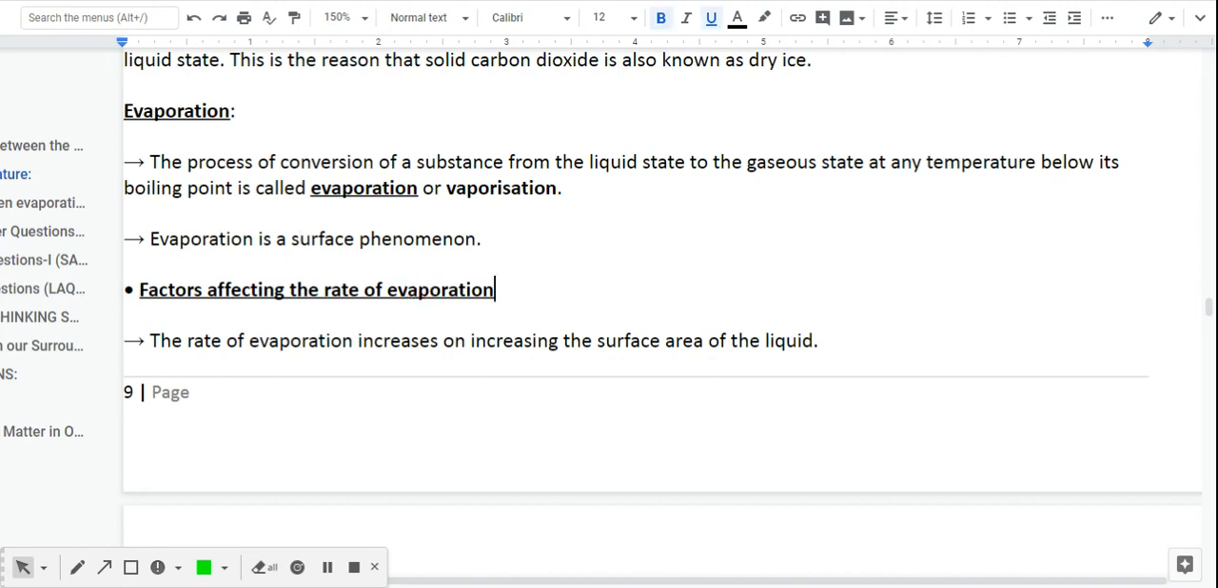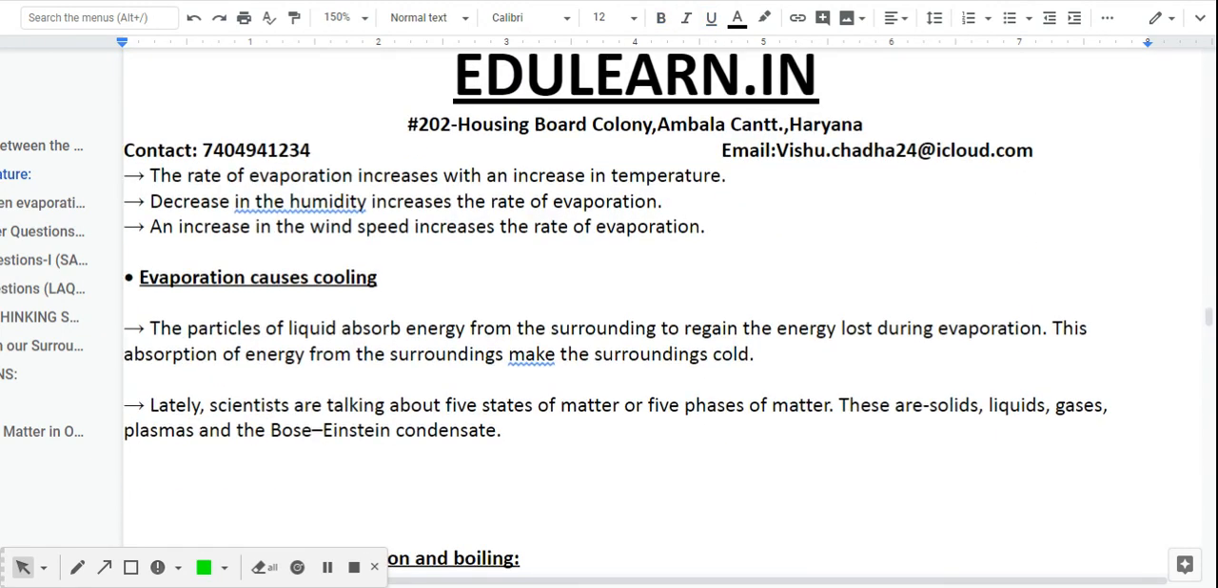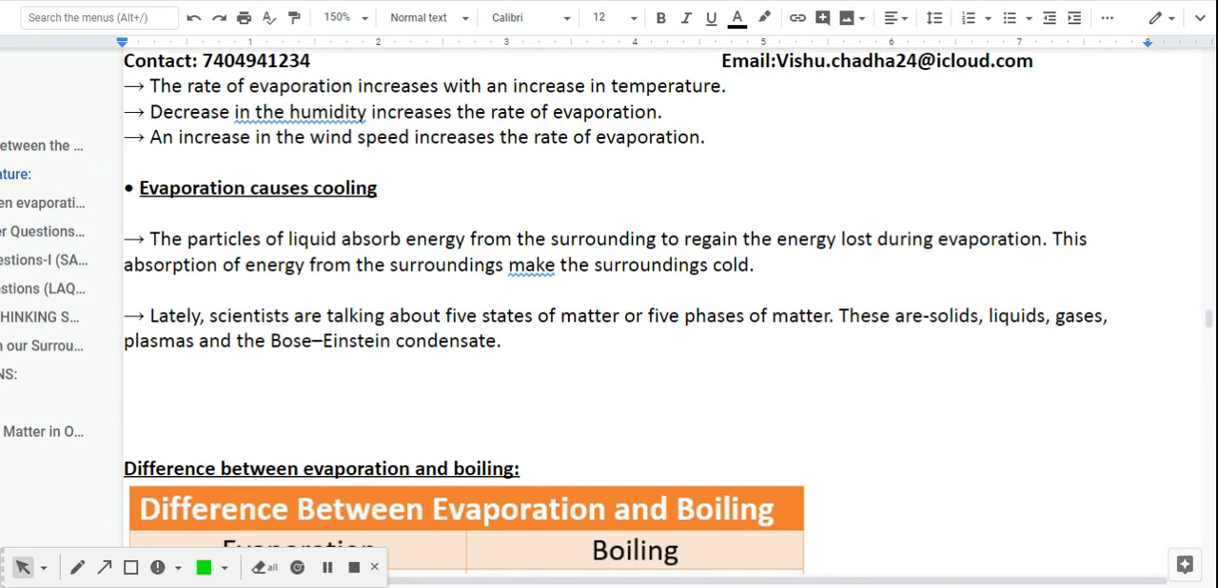So factors affecting the rate of evaporation. What are the factors that affect the rate of evaporation? First factor, increasing the surface area of the liquid. Obviously, when the surface area is more, then the rate of evaporation is more. For example, let's take an example of a saucer. When you drink your milk or a cup of tea, you are having a saucer along with it. What do you do with that saucer? You sometimes pour some milk or hot tea in that saucer and it will cool down. Why will it cool down more quickly than if it is kept in the cup? Because a saucer will provide more surface area to that liquid to cool down. So when the surface area is increased, the evaporation is also increased, right?